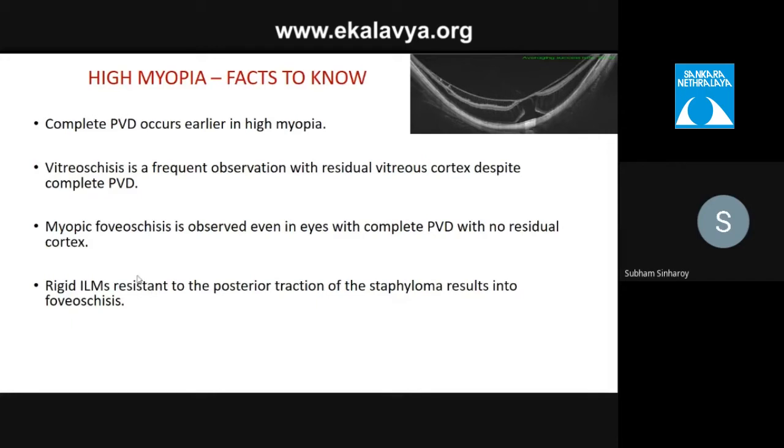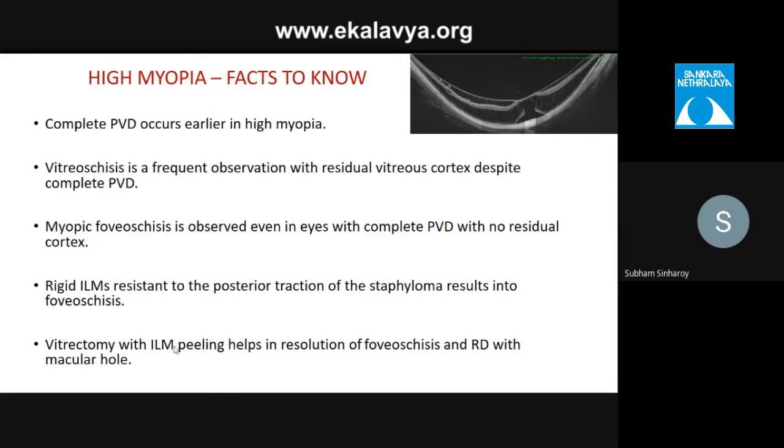The ILM is rigid in the posterior pole, so even if there is complete PVD, the staphyloma will try to create a posterior traction, stretching the retina downwards. To resist it, the ILM will resist the traction, and in counter traction and traction, it will eventually result in stretching of the retina, causing a foveoschisis or a schitic change. That explains how vitrectomy with ILM peeling helps in the resolution of foveoschisis.